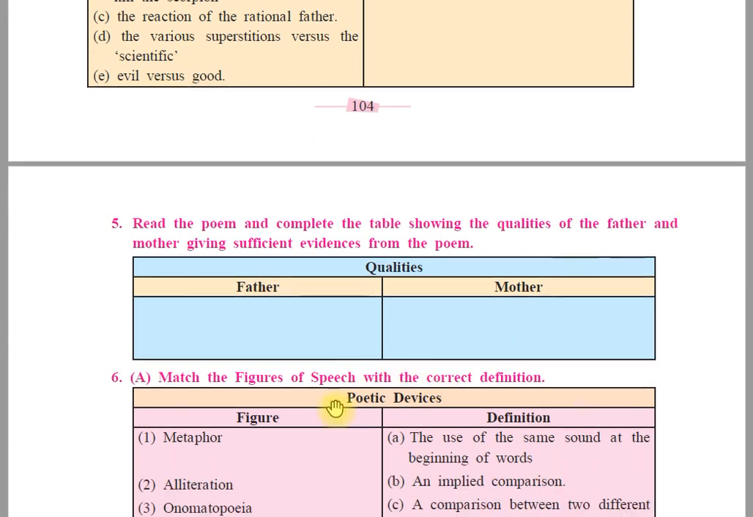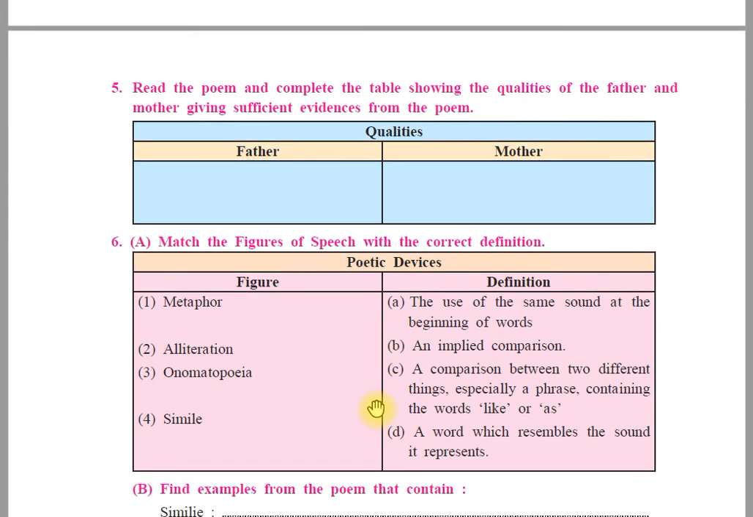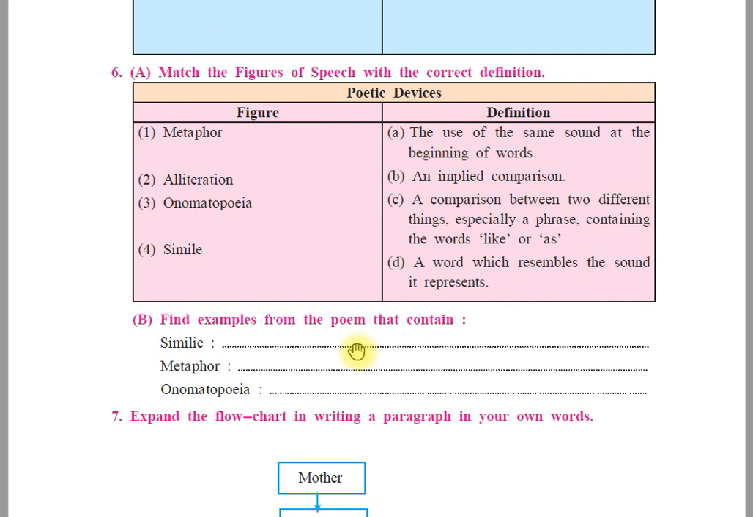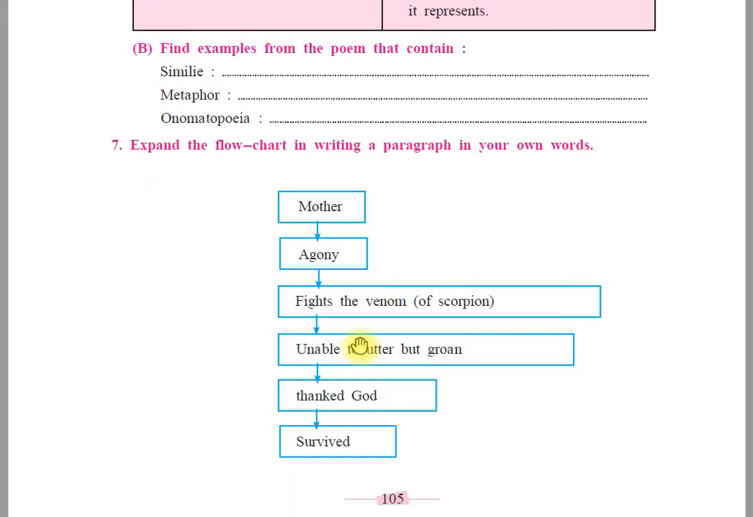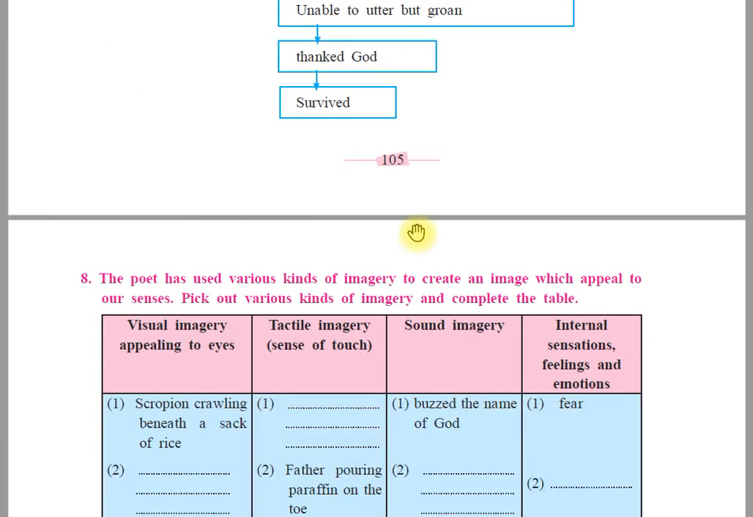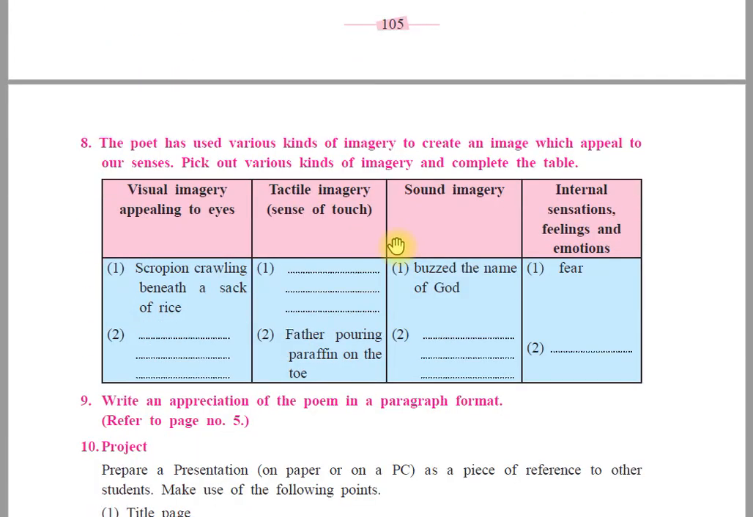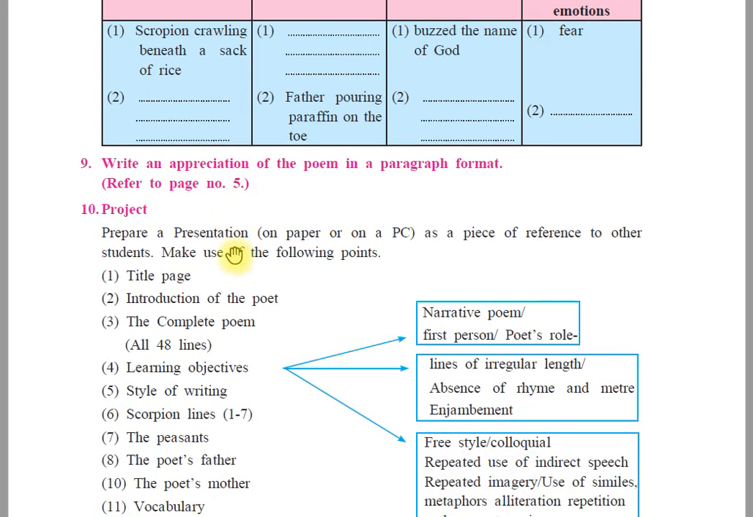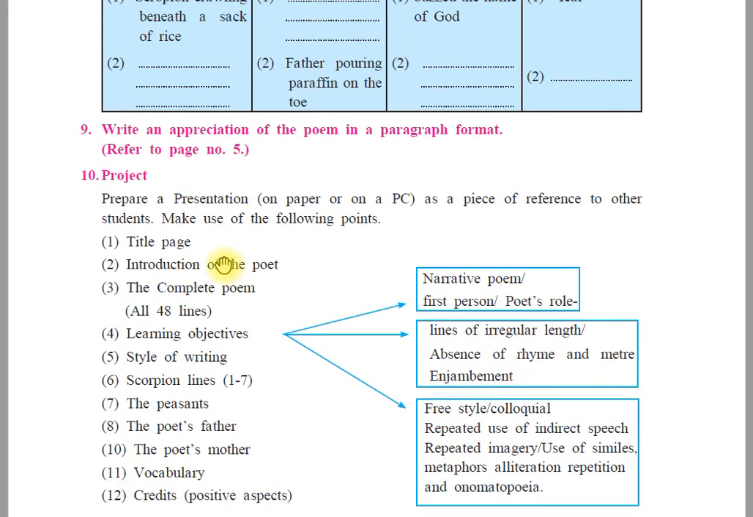Qualities of father and mother. Question number six, A and B. Please do it in your notebook. Question number seven is omitted. Expand the flow, it's omitted. Turn your page. Come to page number 106. Please do your question number 8. Question number 9 is your appreciation, which I will give to you. And question number 10 is omitted. Okay, students, please do it and please keep on reading your textbook.